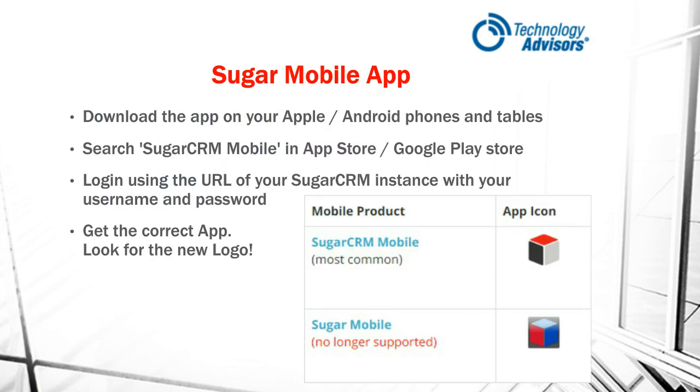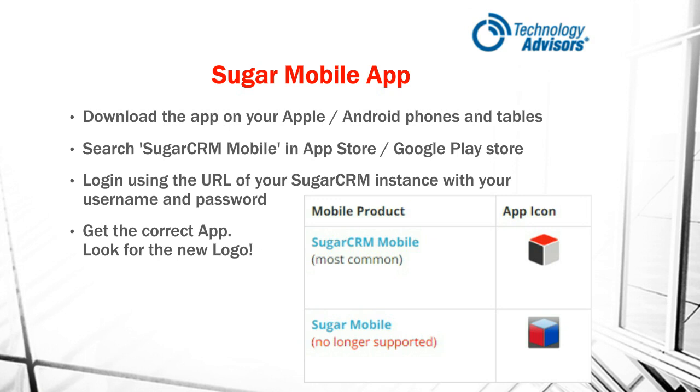All right, so we're going to go ahead and start with the absolute basics, which is how to get the Sugar mobile app. So the Sugar mobile app is an app you can download just like any other app on your mobile device, so Apple or Android phones and tablets. You'll go to your App Store on an Apple device or your Google Play Store on an Android device and just search for Sugar CRM or Sugar CRM Mobile.